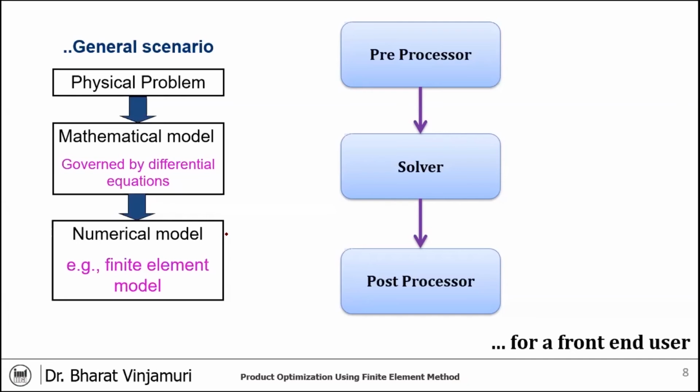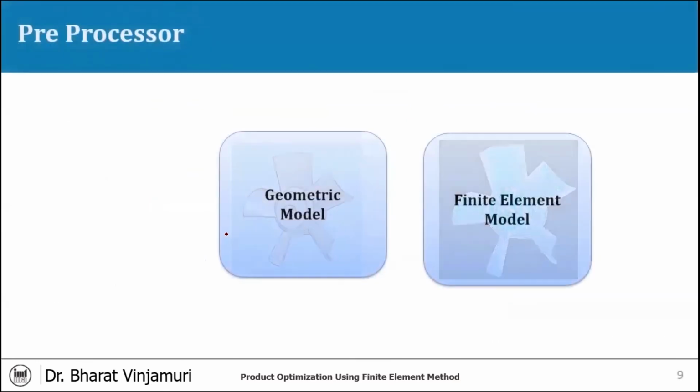This is how a front-end user always looks. So let me give you a small idea about these three areas. Preprocessor: this is converting your geometric model into an FE model. So I repeat, preprocessor is a technique of converting your geometric model into an FE model. What exactly does this mean to us? First question is, how do we convert?